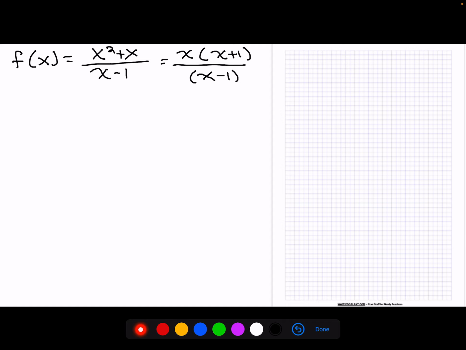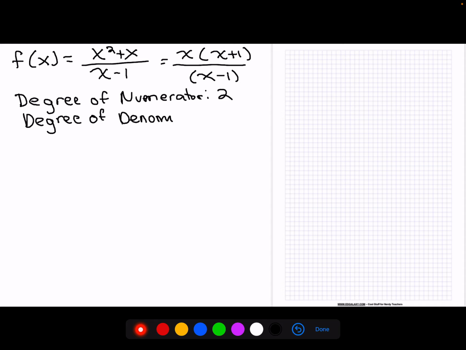But do notice that in the original function, before I factored, the degree of the numerator was 2. Degree of the denominator is 1. Remember, when you have the terms written in descending order, the degree is the exponent on the first term, that highest exponent. And since the degree of the numerator is exactly 1 more than the degree of the denominator, then we know we're dealing with an oblique asymptote.